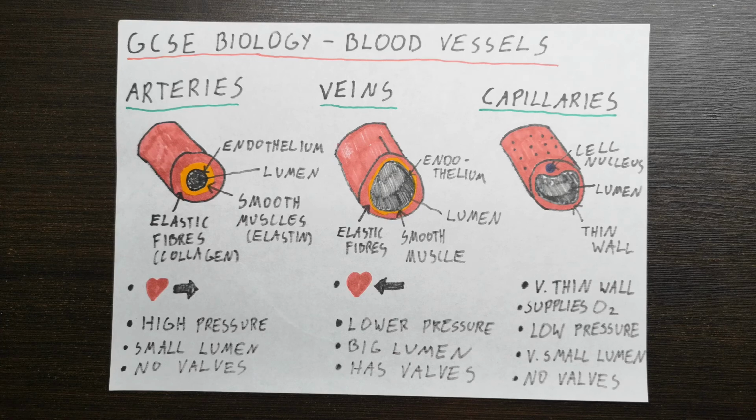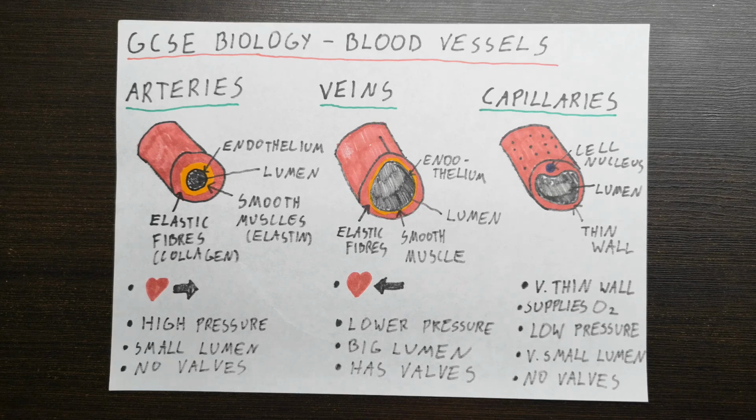So thus arteries, they carry blood away from the heart up to capillaries, and they have a range of adaptations. They have thick outer walls, they have small lumen, they carry blood away from the heart, because of that they are subjected to high pressure and do not need valves. That's the summary of arteries, guys.